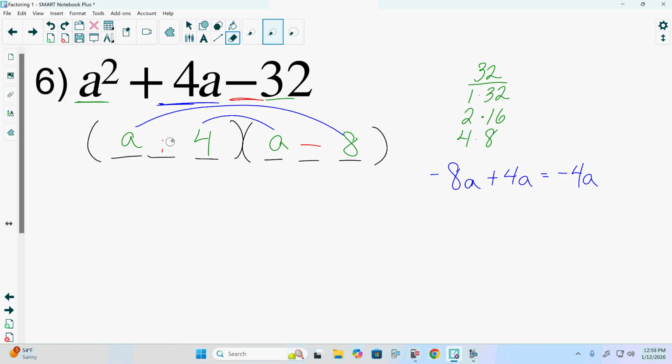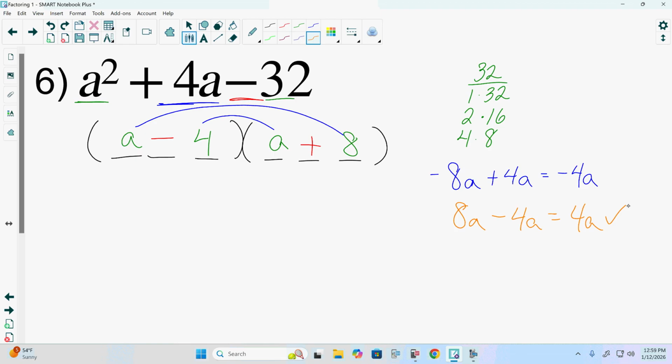So if we get the correct number but wrong sign, all we need to do is flip the signs. A times positive 8 is going to be positive 8a. Negative 4 times a is now negative 4a. And 8a minus 4a gives us our positive 4a.